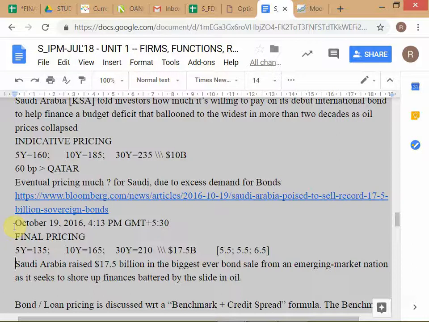The other point to notice in this case is that the indicative pricing was at a certain level, but when the final issue goes through, the pricing is much more favorable to Saudi Arabia. Because there's excess demand for the bonds, it causes 2 things to happen. It causes the indicative spreads to collapse, so the final pricing is much more favorable, at much lower spreads. And the second is that it also gives Saudi Arabia an option to upsize the offering.